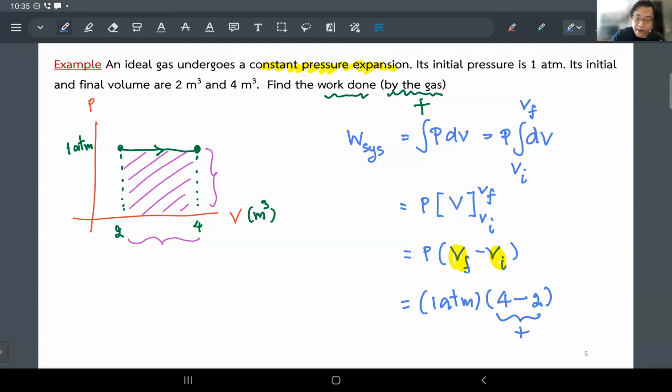Even though you expect since the beginning that you're going to get a positive number, this is the confirmation there. Cool. Then I can convert atm into Pascal, approximately 10 to the 5th, multiplied by positive 2. The final unit is going to be in joules. So this will give you positive work done right here, and you are done. Not bad, not bad at this point.